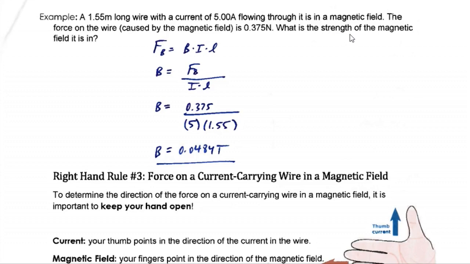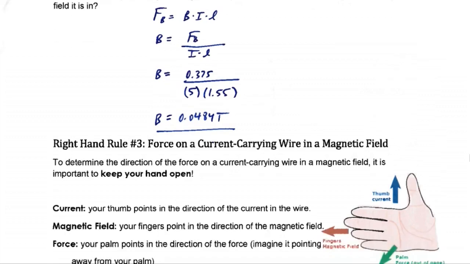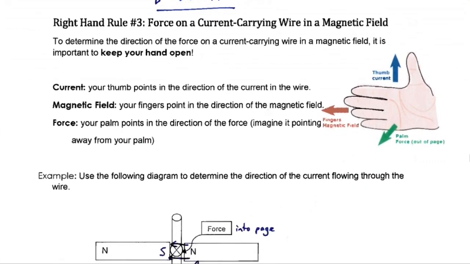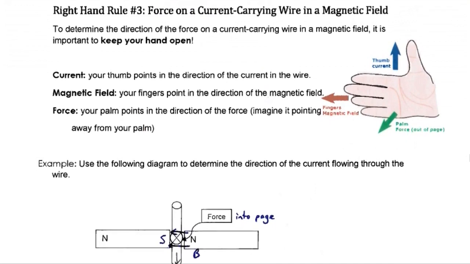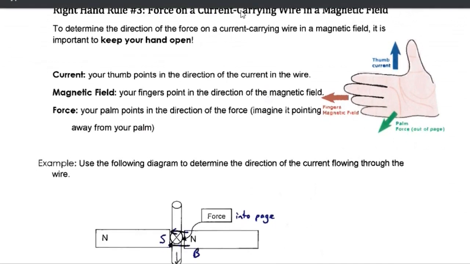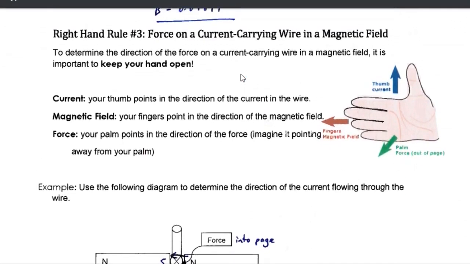Often if it's asking for strength or magnitude, it's just the number or value itself, as opposed to if you're saying, what is the magnetic field? Then you'd be looking for a direction. So how do we go about calculating a direction? Well, we have a third right-hand rule for a current carrying wire in a magnetic field.